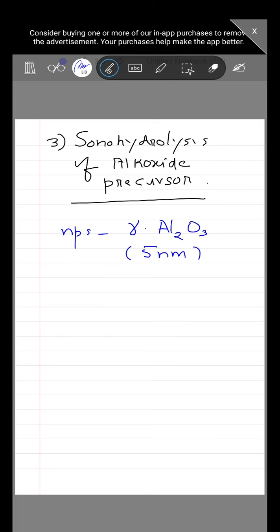So what we do is we do the hydrolysis of an alkoxide precursor, and the alkoxide precursor is aluminium isopropoxide, aluminium tri iso-propoxide. So in short, it's called ALTSP.